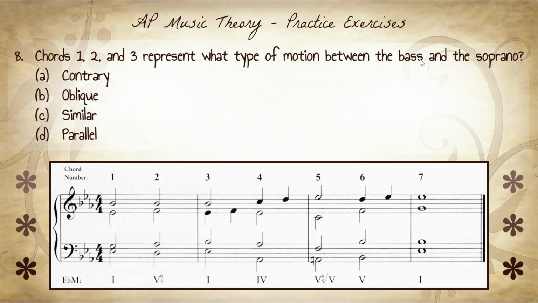Question 8. Chords 1, 2, and 3 represent what type of motion between the bass and the soprano? Is it A. Contrary, B. Oblique, C. Similar, or D. Parallel?